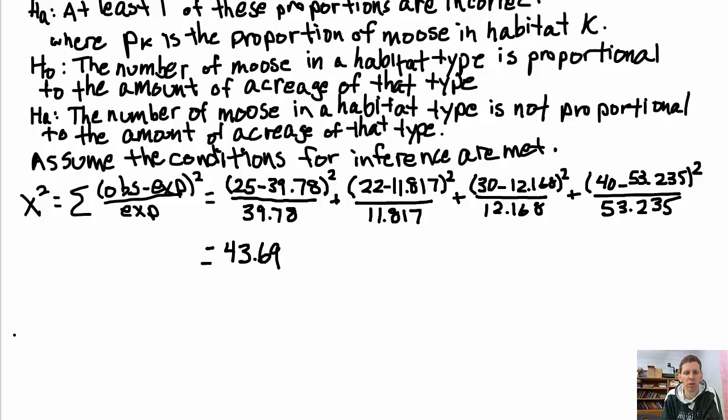Now for this type of test, you're also going to identify the degrees of freedom. The degrees of freedom is not the sample size minus 1, so it's not 117 minus 1. It's the number of categories or habitat types in this problem. So for n minus 1, we have 4 habitat types. It's going to be 4 minus 1 equals 3. It's not going to be 117 minus 1, which equals 116. It's just going to be 3.